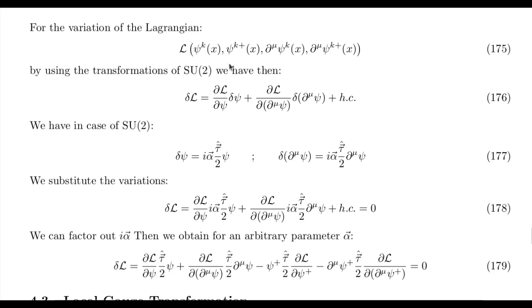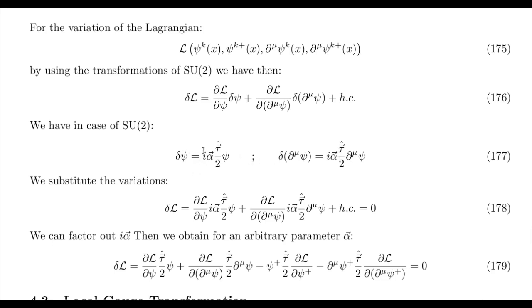In the Lagrange density function we have of course the wave functions and the derivatives of the wave functions as the independent variables. We use the SU2 transformation. In general, we have to differentiate with respect to all the independent variables and write to every differential quotient the variation delta, 176. Then we have for the variations these two expressions here.